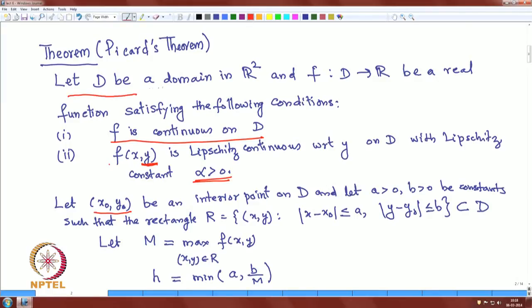Let D be a domain in R2 and f is a function from D to R, a real valued function satisfying the following conditions. f is continuous on D and f(x, y) is Lipschitz continuous with respect to y with a Lipschitz constant alpha greater than 0. And (x0, y0), the initial point of the initial value problem, is assumed to be an interior point in the domain D, and we take two constants a greater than 0, b greater than 0, such that the rectangle defined by this is fully inside the domain D, and we use the notation M as the maximum value of f in the rectangle, which is attained because f is continuous. And h is the minimum of a and b by M.